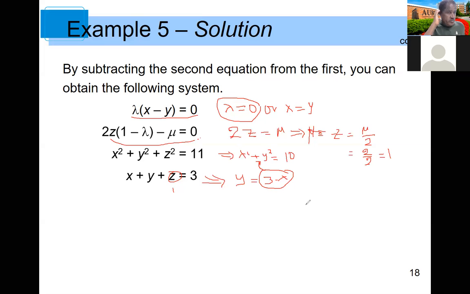If lambda is 0, then mu will be 2, I'm sorry, and z will be 1, and you can find x and y from this equation. So I will leave the details to you. Let me erase this. Sorry about that.